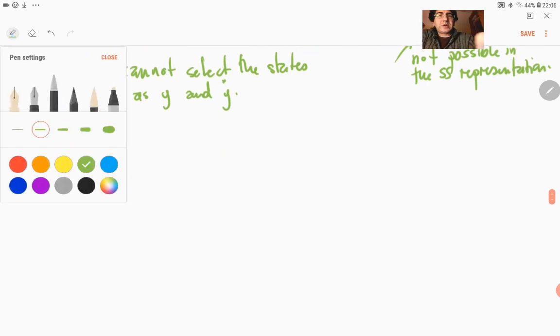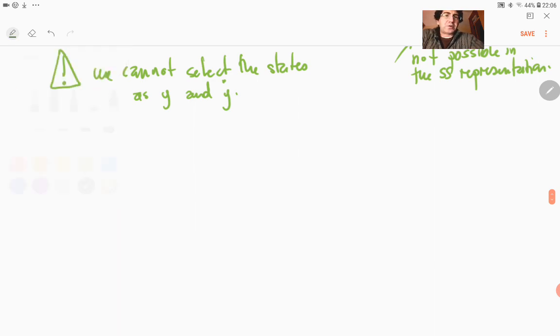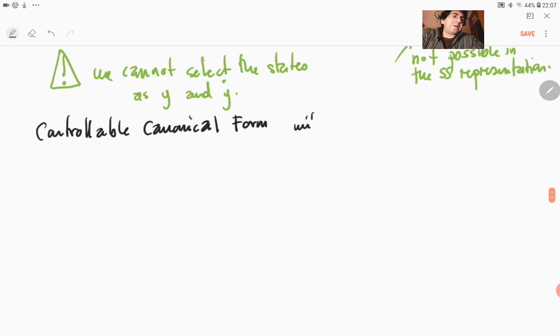Okay, so now as our last discussion for this video, let's try to generalize this problem and obtain a canonical form as a result, and this will turn out to be the controllable canonical form. The controllable canonical form will result from the general case.